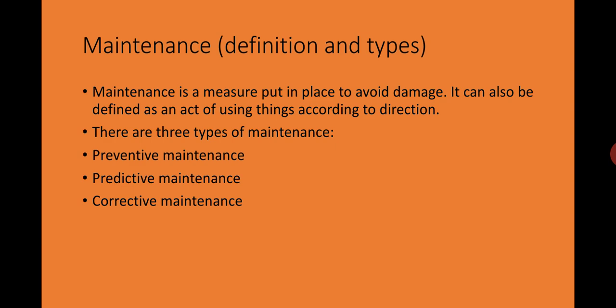Let's take another example. Don't stand on our seats or our tables in the school is an act of what? Maintenance. Because if you stand on it, you damage it easily. There are three types of maintenance: preventive maintenance, predictive maintenance, corrective maintenance.